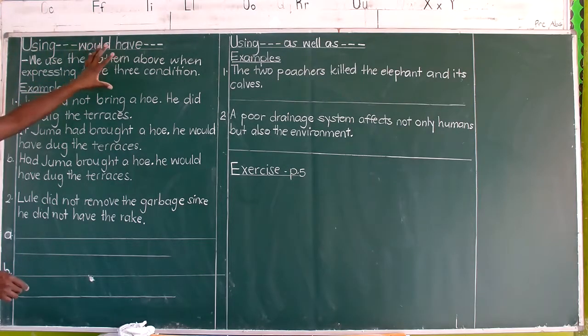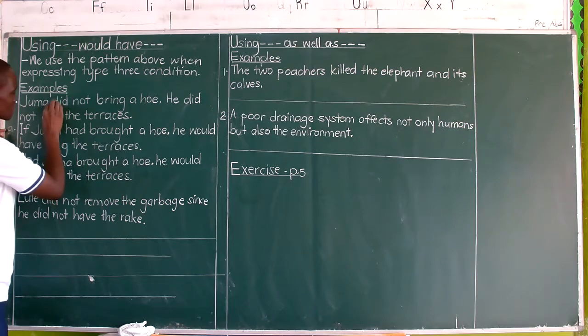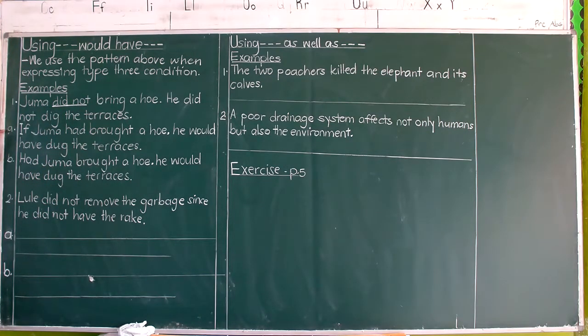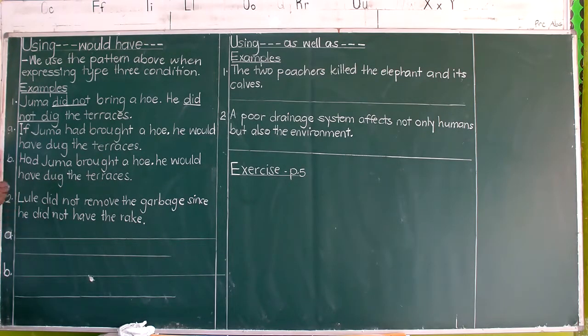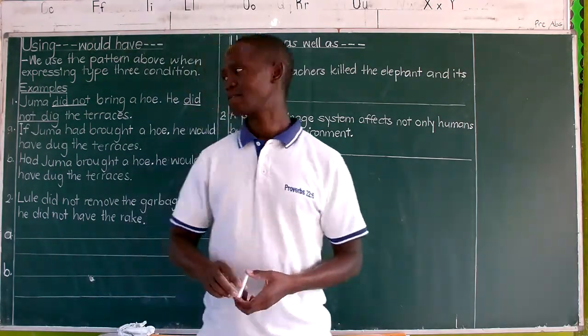We are saying we use the pattern above when expressing a type 3 condition. Examples: Juma did not bring a hoe. This is still past, like the teacher has been explaining. He did not dig the terraces. Rewrite the sentences as one using would have. Your answer would come out as, if Juma had brought a hoe, he would have dug the terraces.